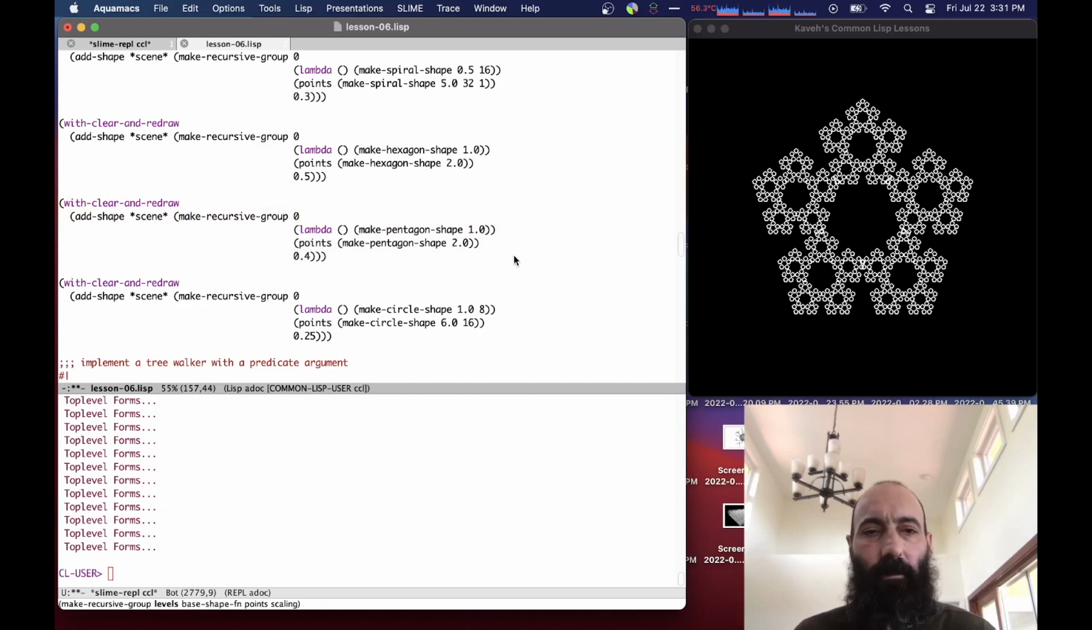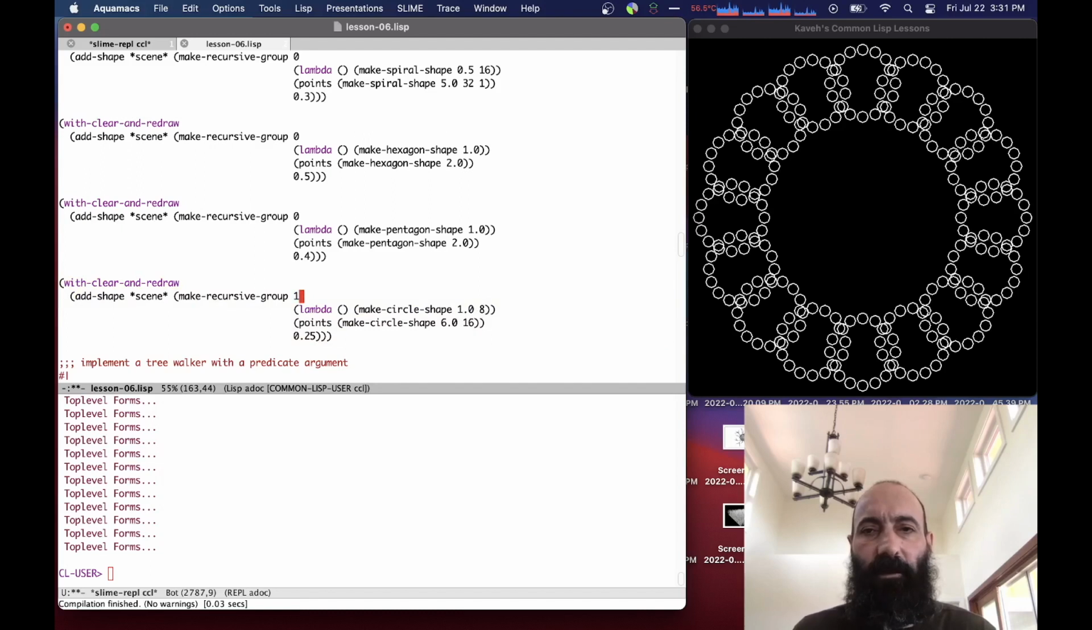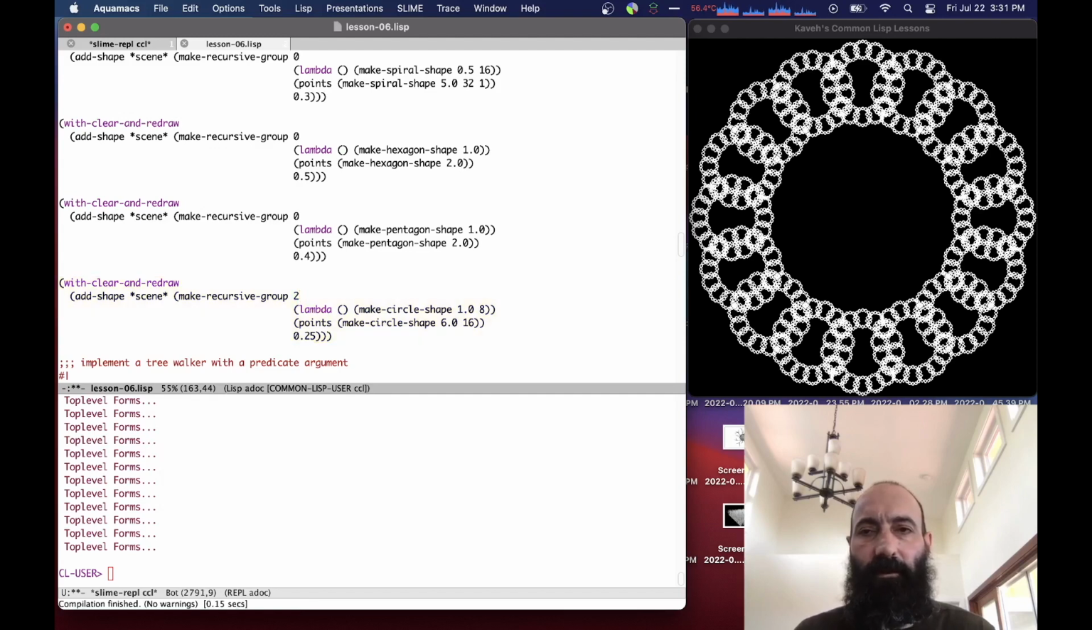And we'll do one more, which is circles on circles. So I have a circle. It's a circle of 8 points, so it's an octagon on a circle of 16 points. That's the base case, one level of recursion, two levels of recursion. So it's kind of like interlinked rings.